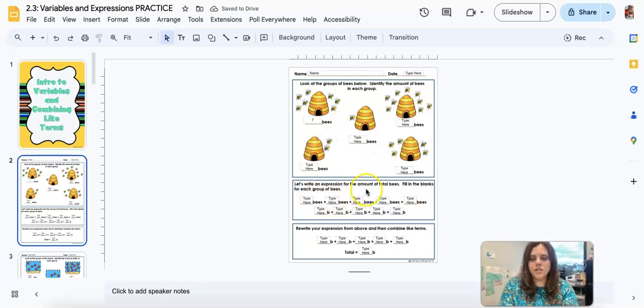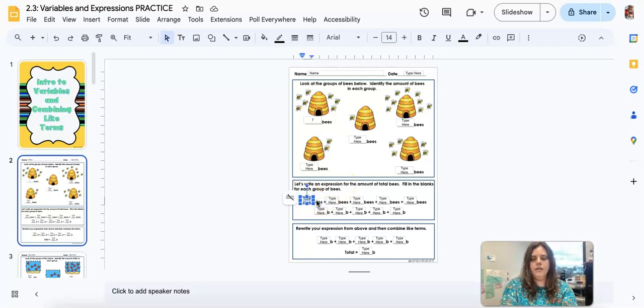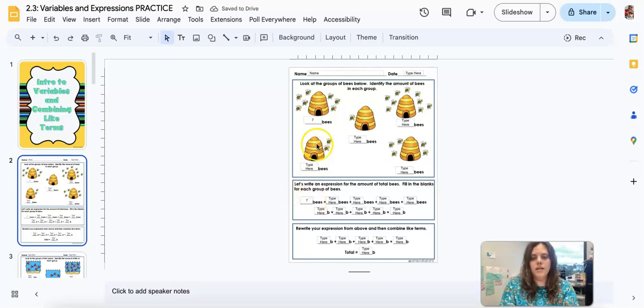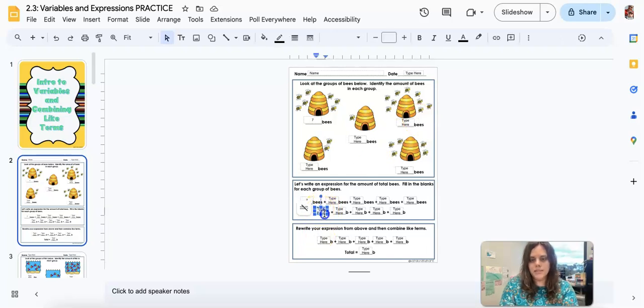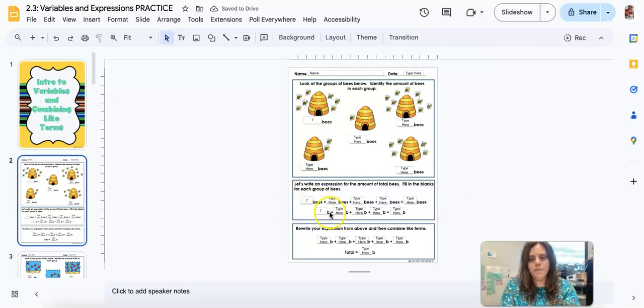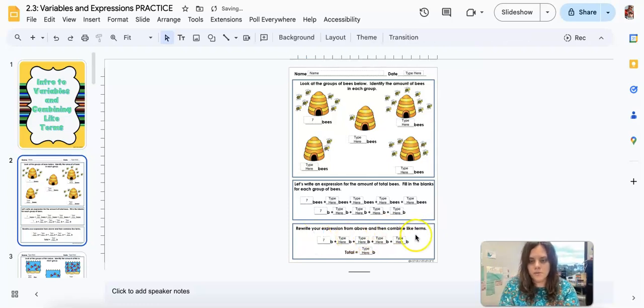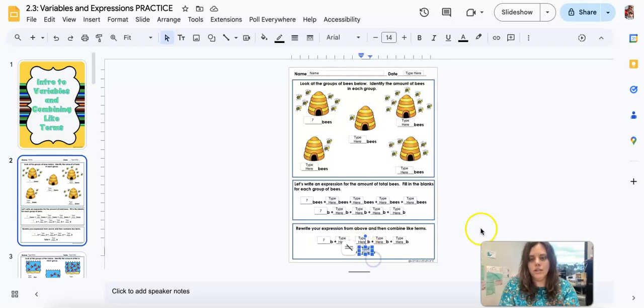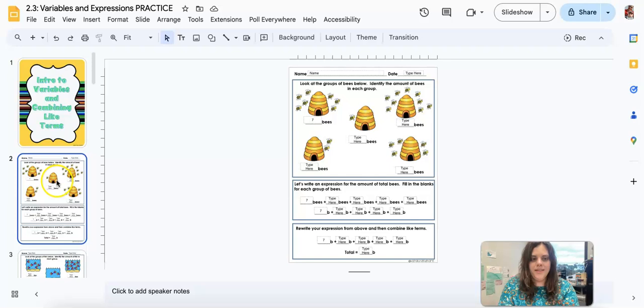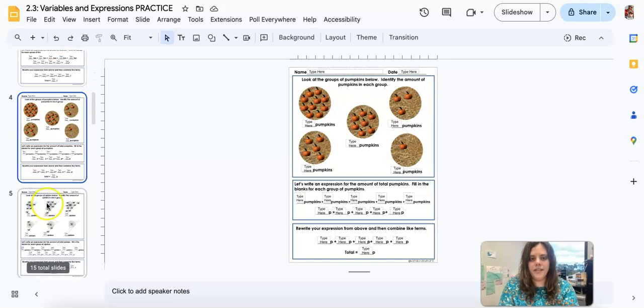Then we're going to write an expression of the amount of bees, filling in the blanks for each group. So now that you have 7 there, you're going to have 7 here. So one of them is 7 bees. Then it's going to be how many are here, how many are here, how many are here. They have you rewrite that just by simply typing in the same numbers, but showing that we could represent the word bees as bee. Finally, you can rewrite your expression from above, 7 and whatever other numbers you get, and then add them all together to say what is the total number of bees in the picture. You'll complete each task like that.